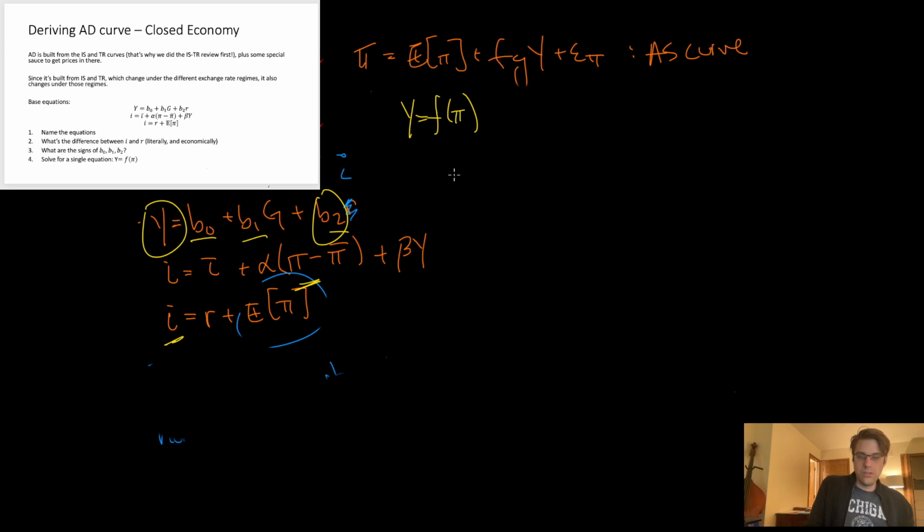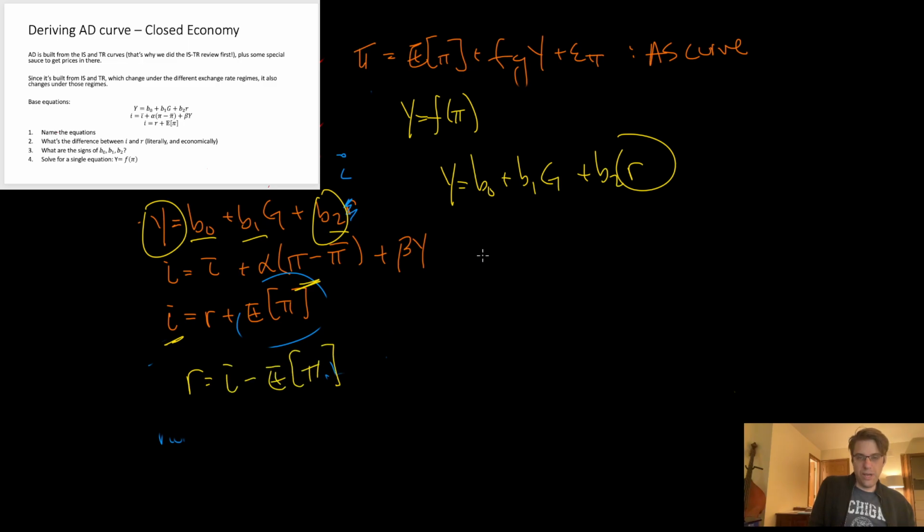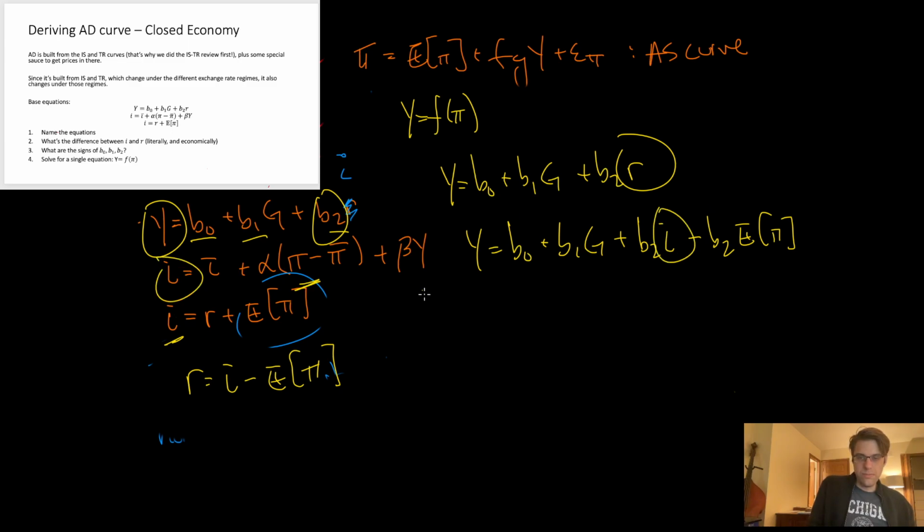So let's start with y is equal to b0 plus b1g plus b2r. Okay, and we want to substitute for this r. We'll rewrite the Fisher equation to be r is equal to I minus the expectation of pi. So let's plug that in. y is equal to b0 plus b1g plus b2I minus b2 expectation of pi. And now we want to bring in I, and we'll put it right here.